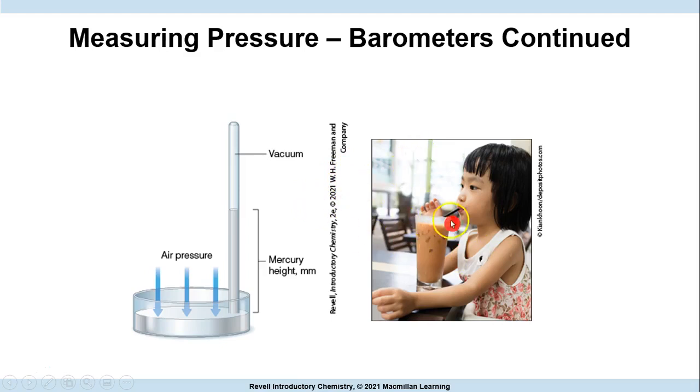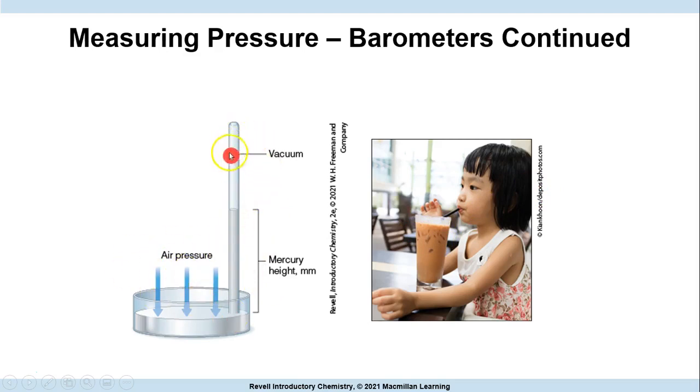Here you see this little beautiful girl using a straw to get a drink. Now what happens is that when the girl pulls up the air that is found in the straw, that reduces the air pressure inside the straw. Now the pressure outside the straw is greater than the pressure inside the straw, and then that forces the liquid to move up in the straw.